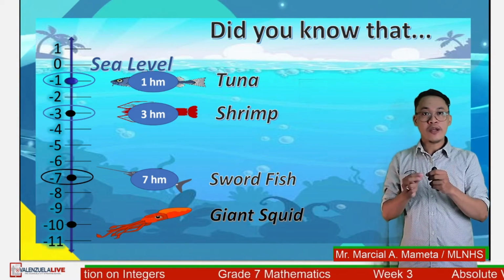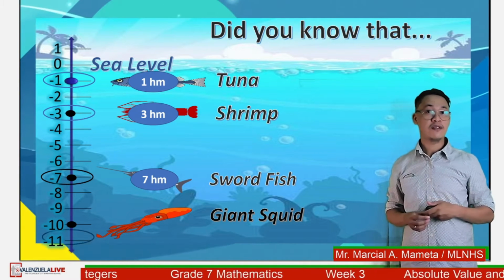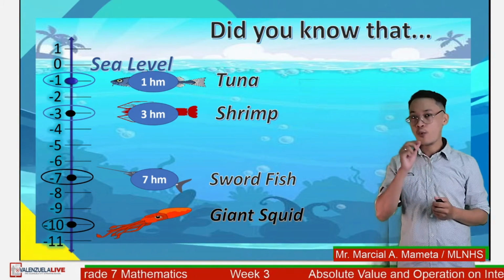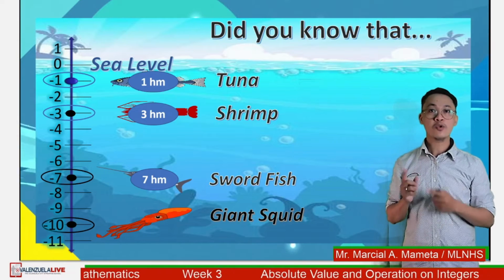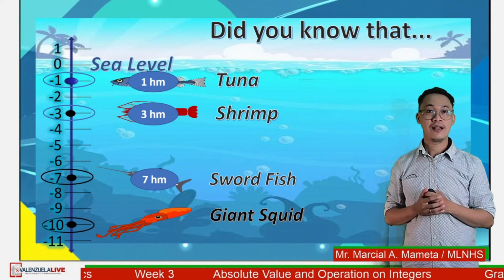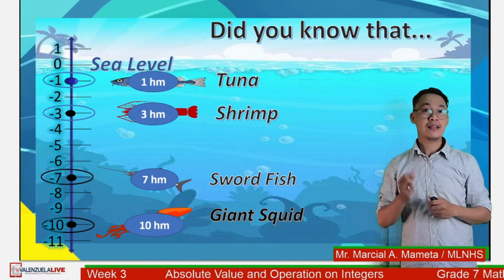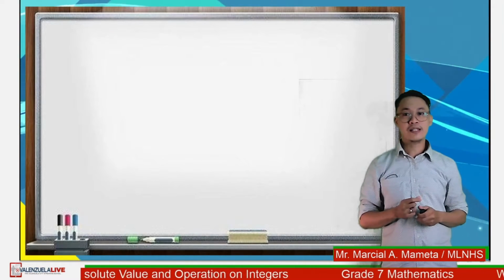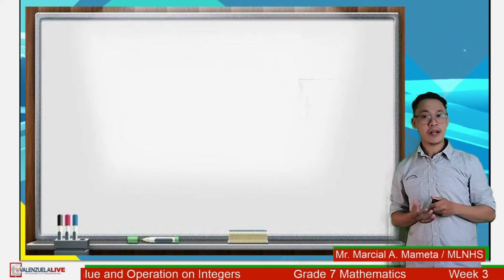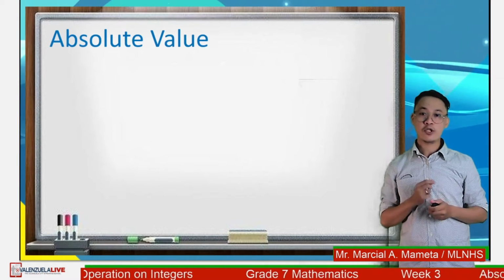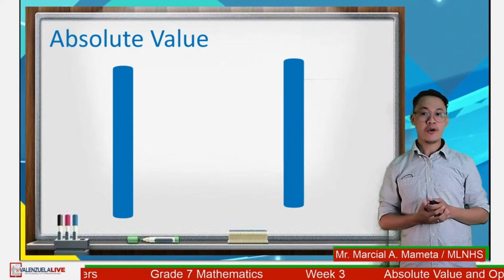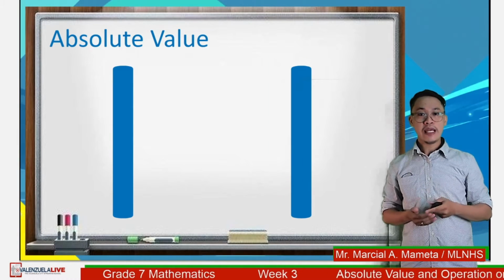And lastly, we have the giant squid. The giant squid was located at the -10 of our number line. The question is, what is the distance of the giant squid to our sea level? Great. The answer is 10 hectometers. In mathematics, distances from the reference point refer to the absolute value. This is symbolized by 2 vertical bars with the input number in the middle.